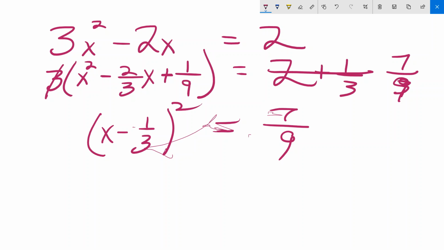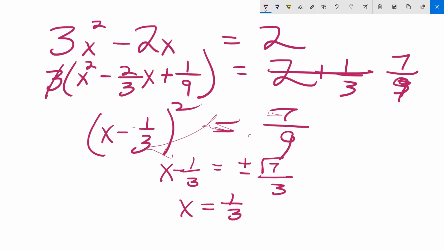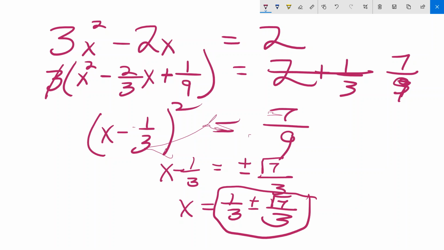So then that's x minus 1/3 equals root 7 over root 9, or root 7/9, which you can change to root 7 over 3. Okay. So the last line is x equals 1/3 plus or minus root 7 over 3. Yeah, that should be satisfactory to your teacher.